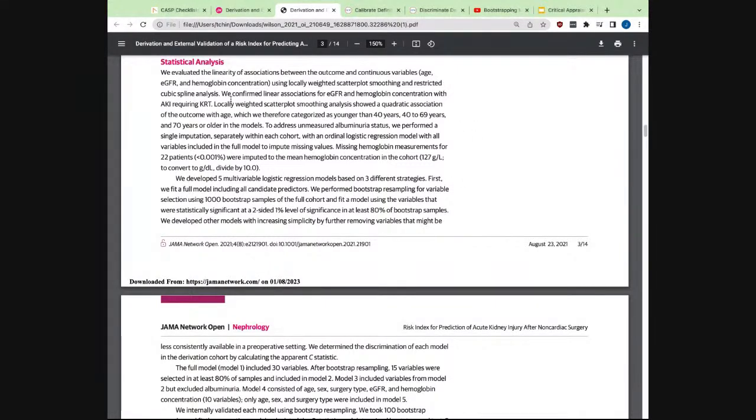When it comes to statistical methods, usually the first paragraph is all about describing how they choose the variables. There are many assumptions when it comes to choosing statistical methods. So it is important to see, oh, the authors have tried using time, using scatter plot and restricted cubic spline analysis. These are all statistical methods.